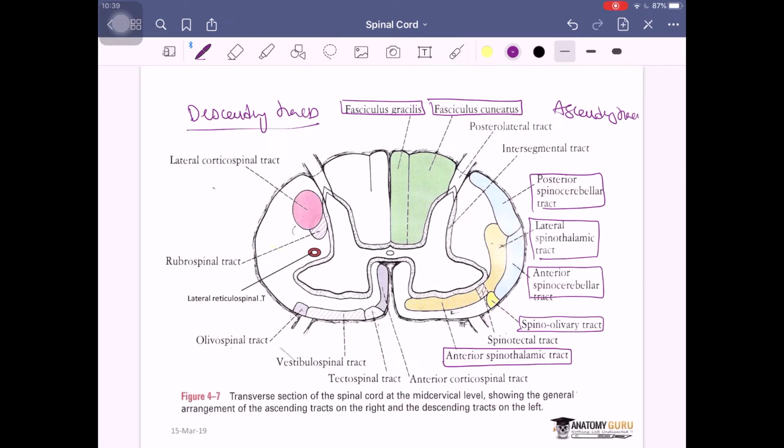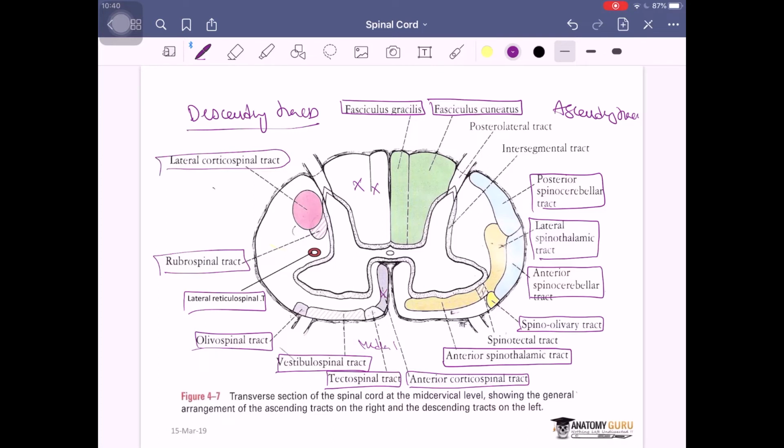In addition to these, on this side you can see the descending tracts. You don't have any tract in your posterior column as far as descending motor tracts are concerned. In the anterior you have the one shown here, your anterior corticospinal tract. Then you have your tectospinal tract and vestibulospinal tract, which are present in your anterior column. In the lateral column you have your olivospinal and lateral reticulospinal. The ventral reticulospinal is not shown here, and the medial reticulospinal is not shown here. And then the rubrospinal and your lateral corticospinal. So these are the tracts we have in the lateral column.